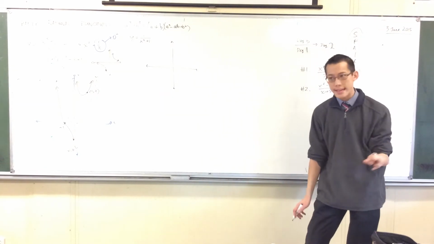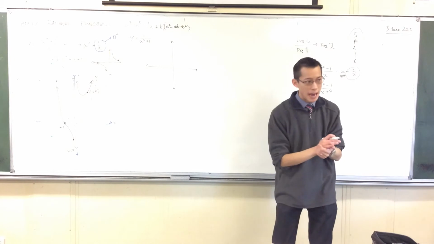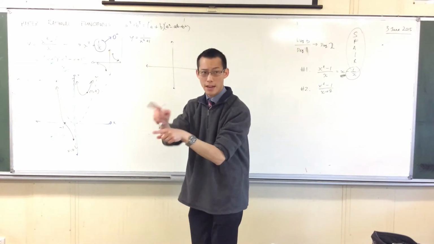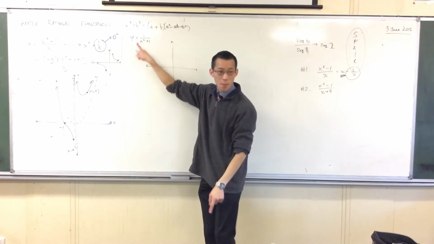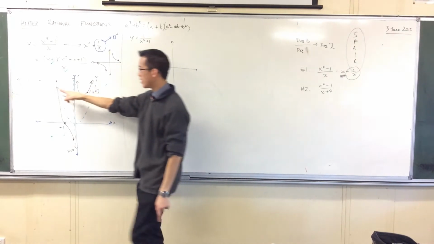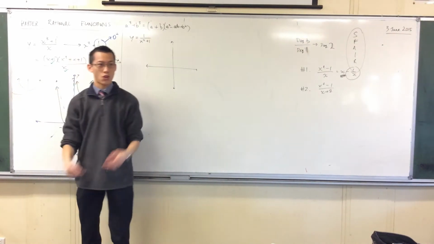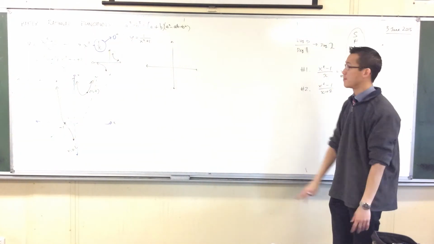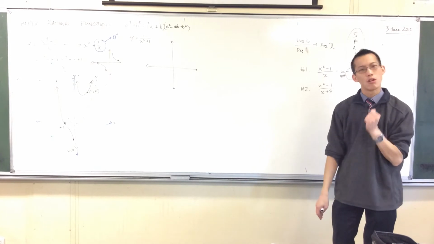Asymptotes. We'll do the easy one first. Vertical asymptotes come from where? They come from the denominator, exactly right. When is this denominator equal to 0? Answer: never. It's never equal to 0. So how many vertical asymptotes do I have? I don't have any. Horizontal or oblique?